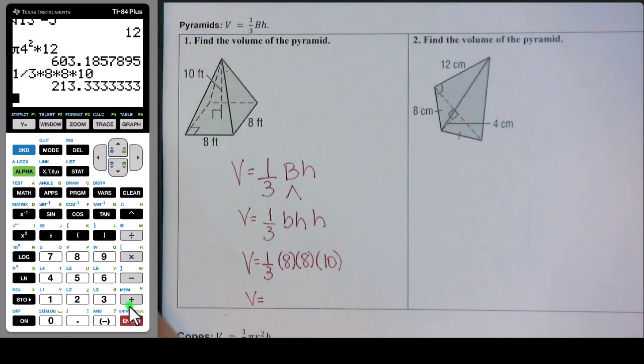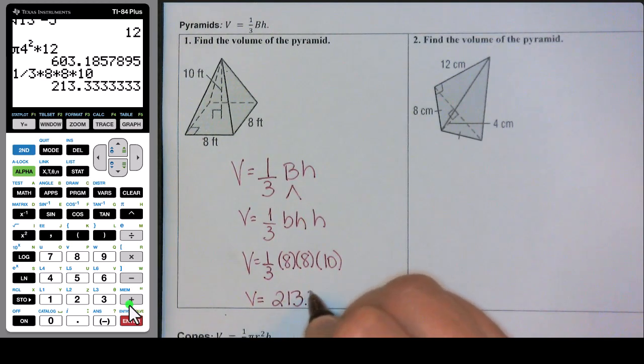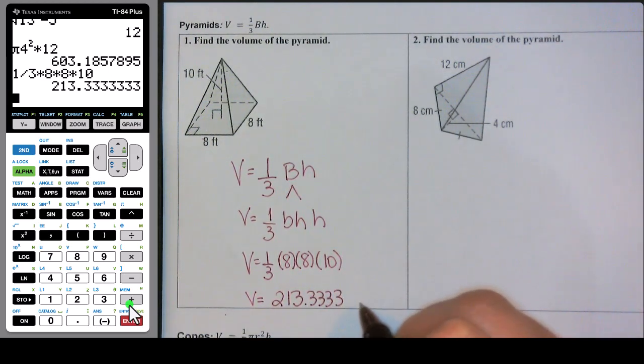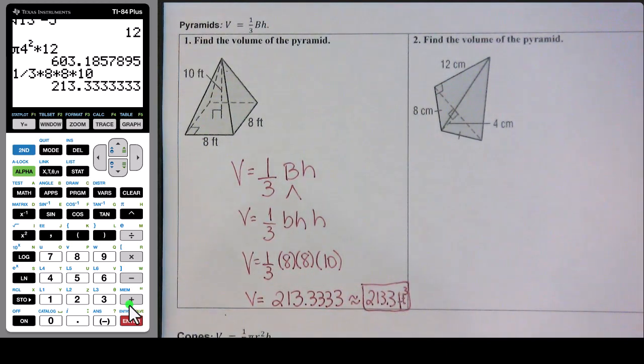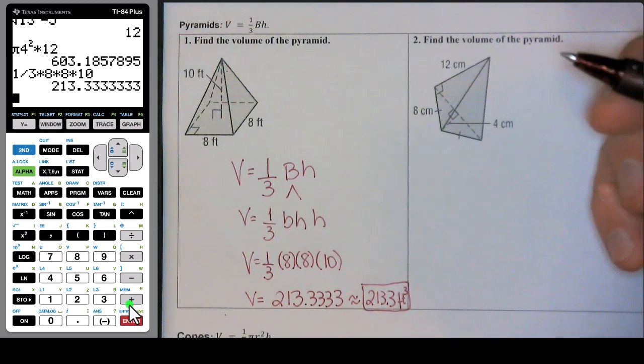And we get 213.3333, which we rounded to 213.3 feet cubed. Very well. Let's go on to the next problem here.